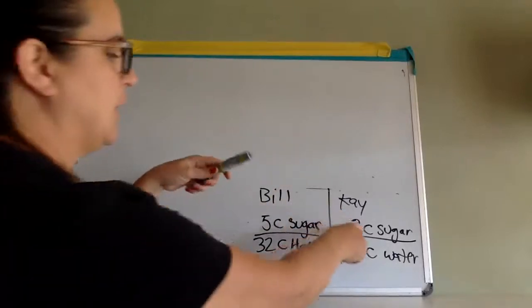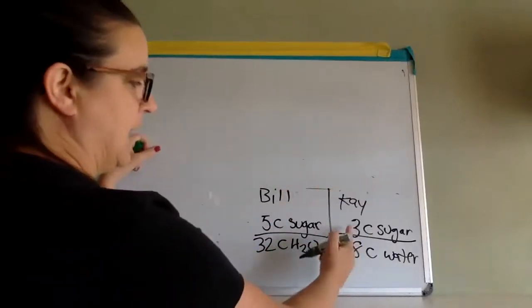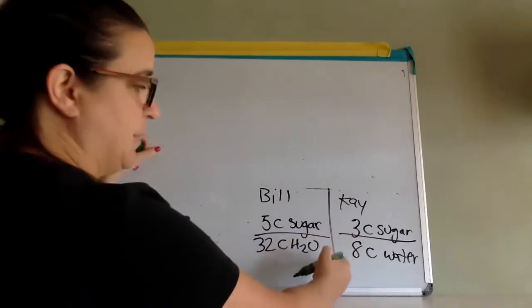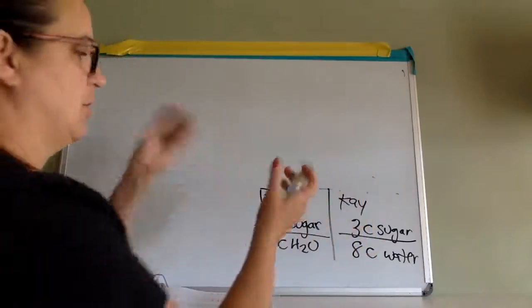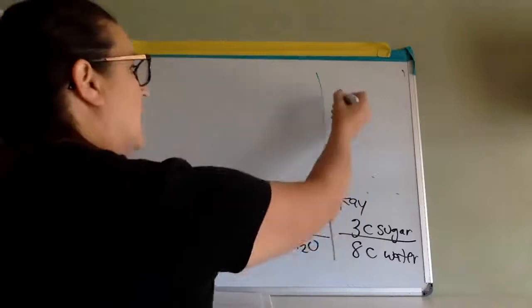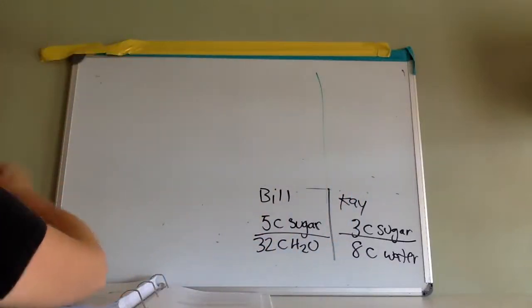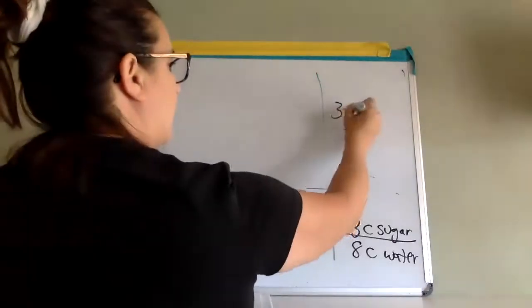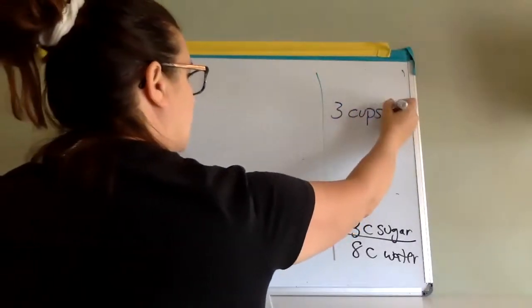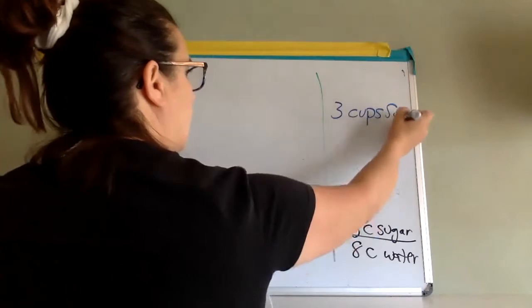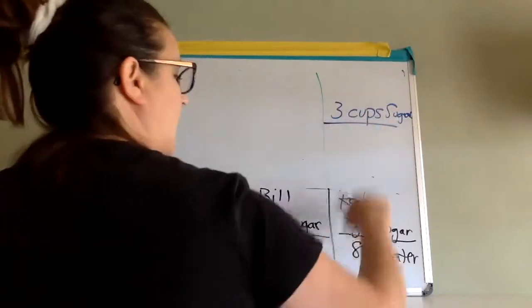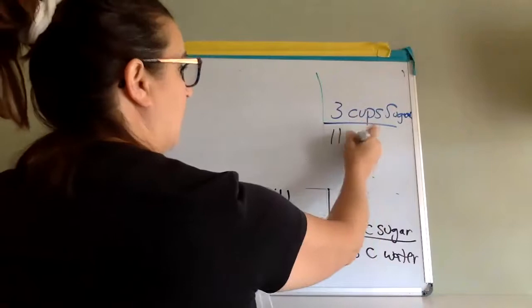So instead of 3 to 8, I'm going to have to add the 3 cups of sugar to the 8 cups of water to make the whole hummingbird juice. So for Kay, her 3 cups of sugar is going to have to be over 11 cups of total.